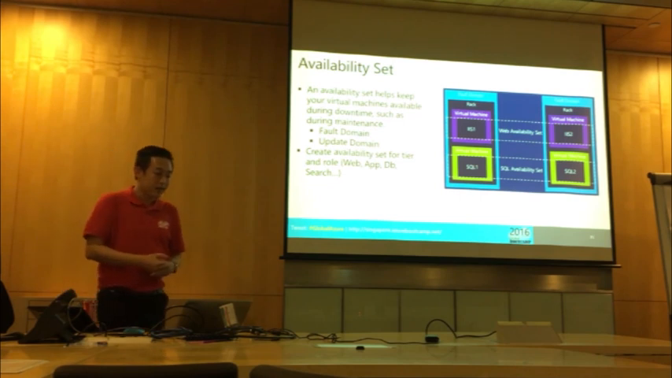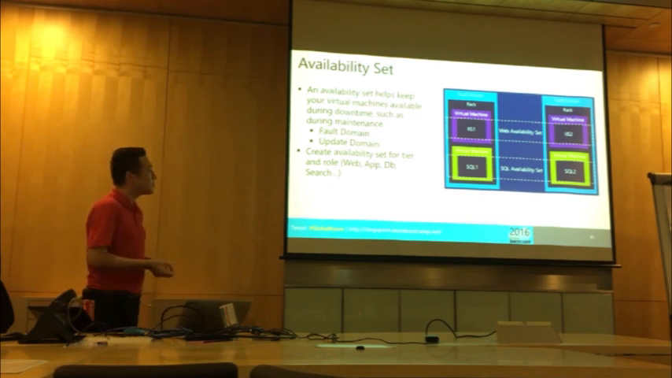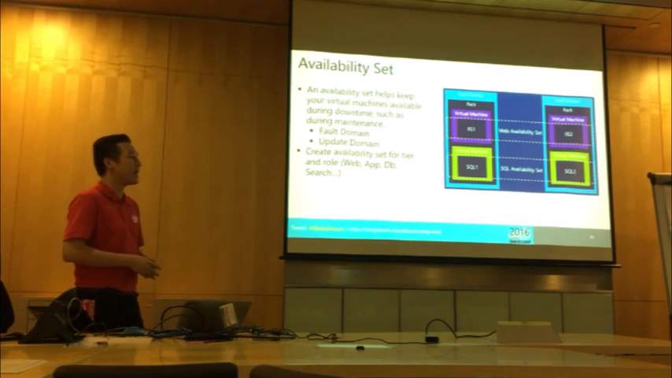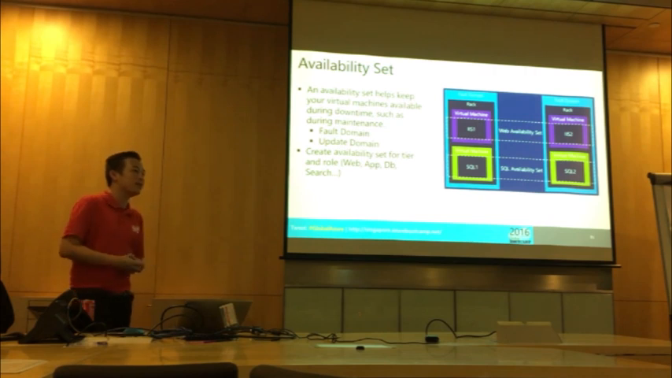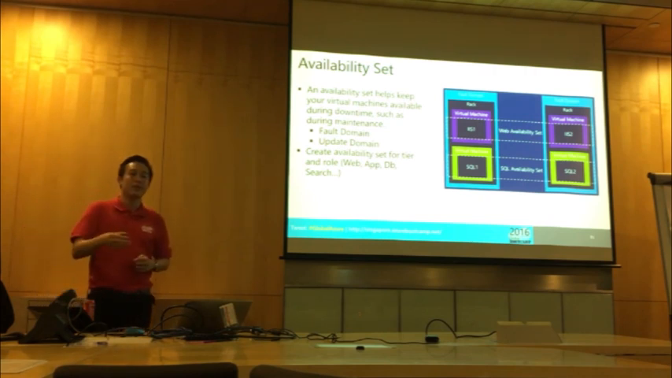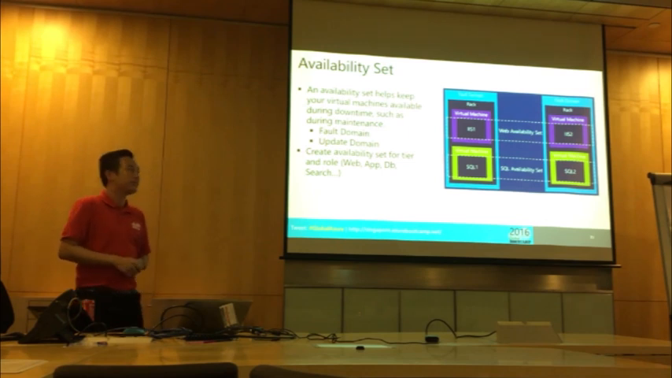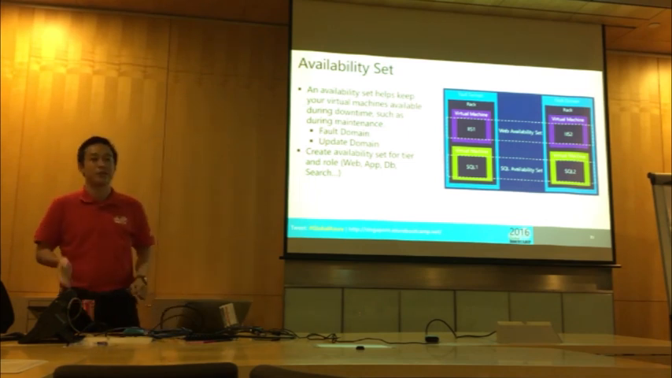After you configure availability sets, Azure automatically puts your VMs in fault domains and update domains. A fault domain is for unplanned events. Let's say if your VM goes down, then the VM in a different rack is still alive.